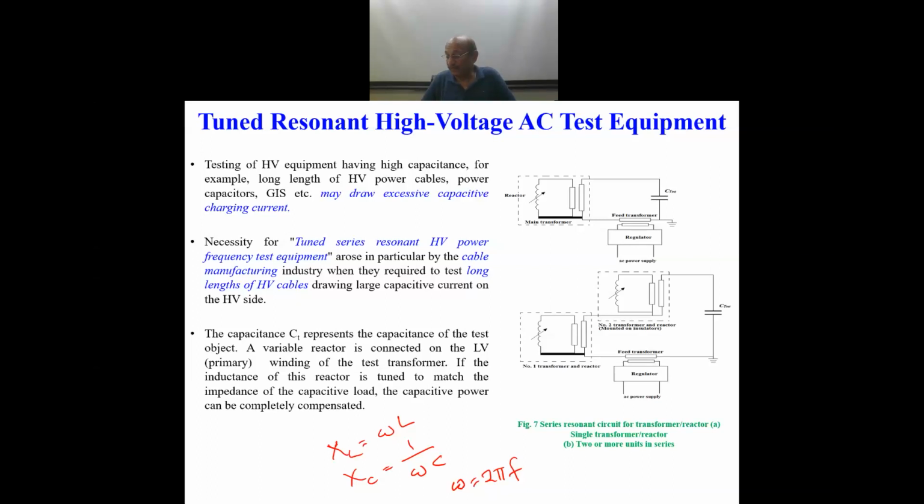So there are two ways of connecting the variable reactor. As you can see, this is a variable reactor, and it is connected in a single transformer, and the reactor. As you can see here, the circuitry given is applied by a very small power rating regulating transformer, or a regulator. The power can be supplied, and with this connection, this is the test object.